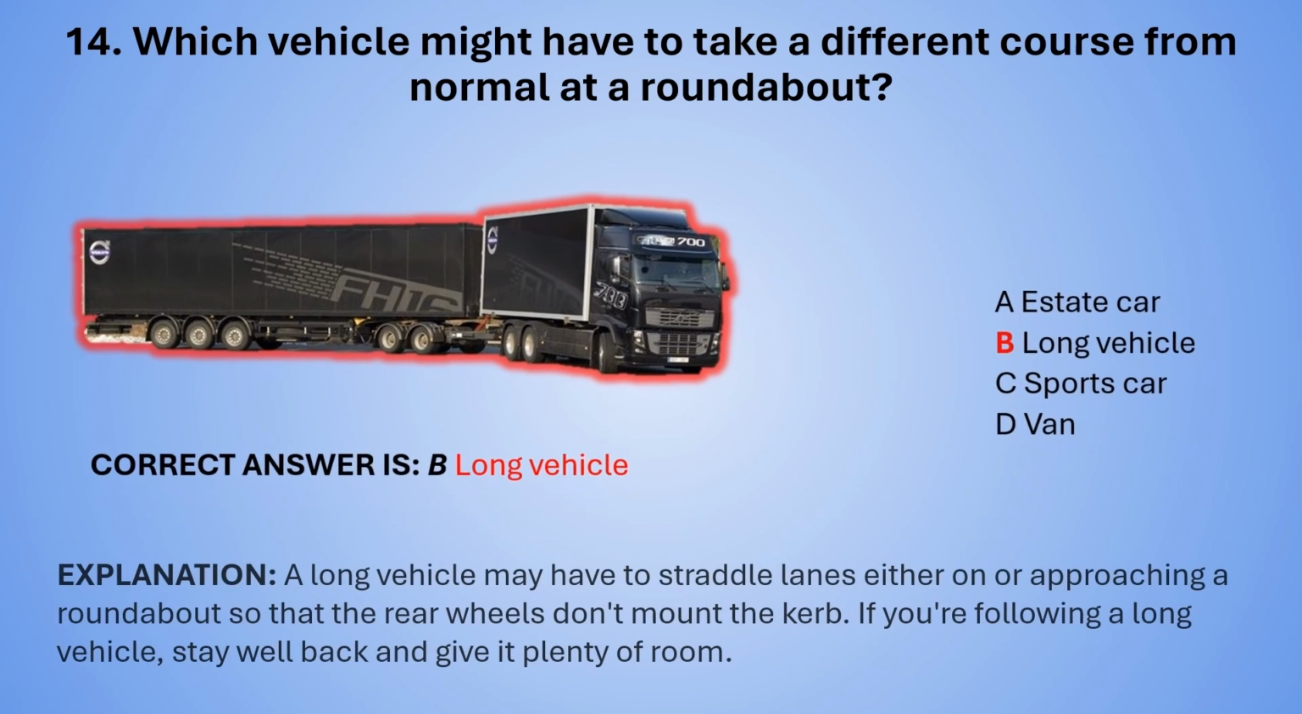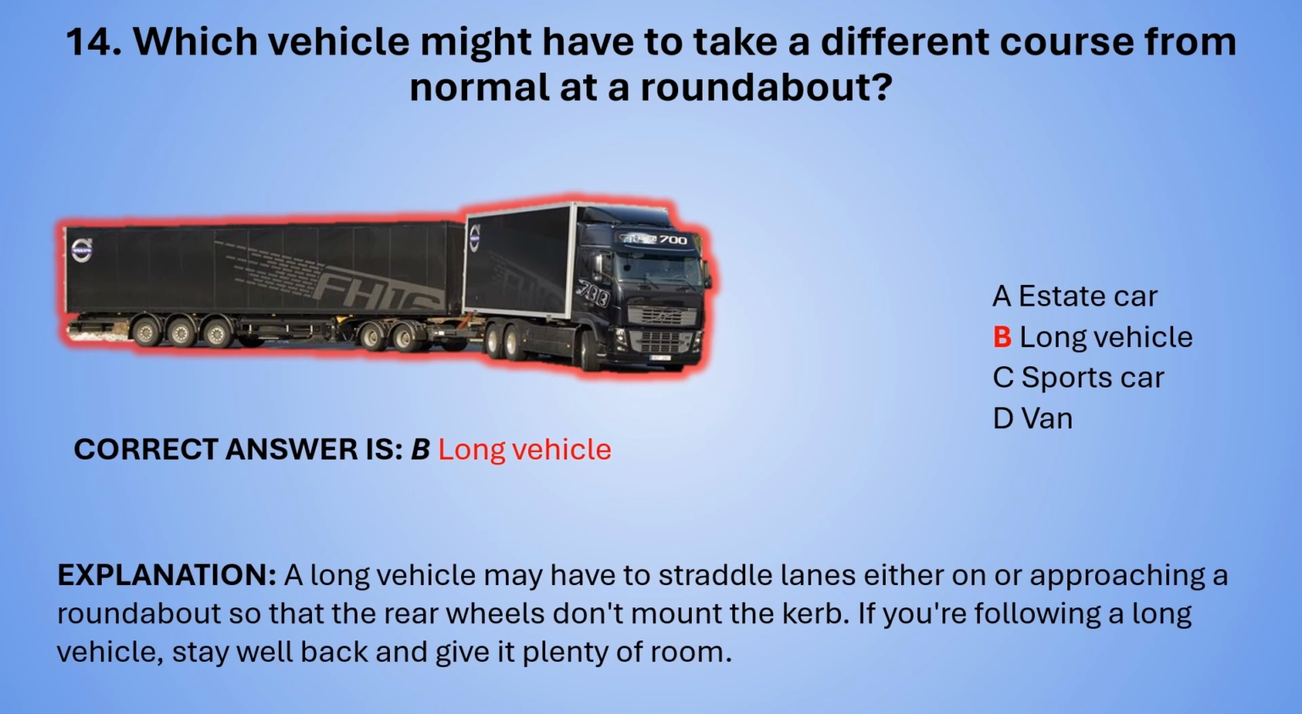A long vehicle may have to straddle lanes either on or approaching a roundabout so that the rear wheels don't mount the curb. If you are following a long vehicle, stay well back and give it plenty of room.